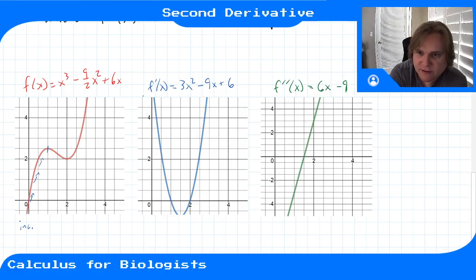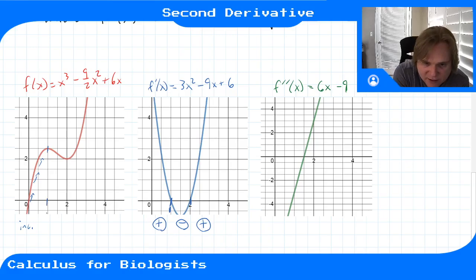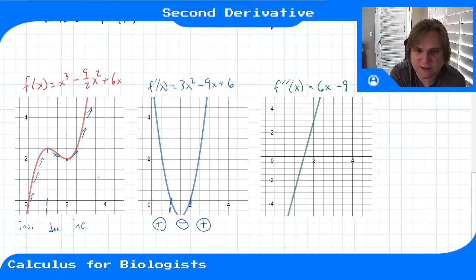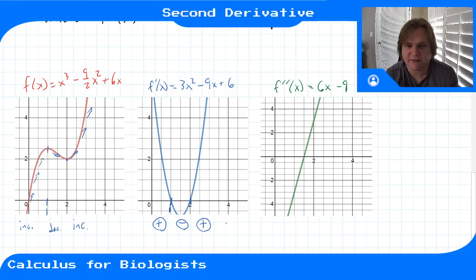And where it's increasing is the same place as where this derivative is positive. So where does this derivative cross zero? It crosses it at one. So this is positive, and then between one and two, it's negative, and then from two onwards, it's positive again. And that corresponds to the same place. Between one and two, it's decreasing here, and then from two onwards, it's increasing again. I'm going to write INC for increasing. The derivative being positive, negative, then positive tells us where it's increasing, decreasing, increasing.